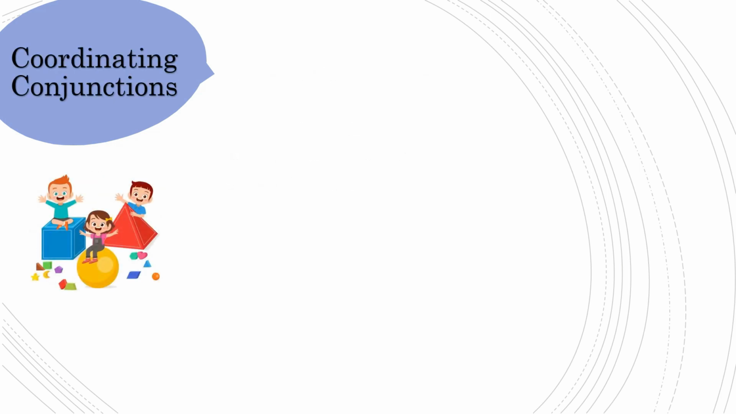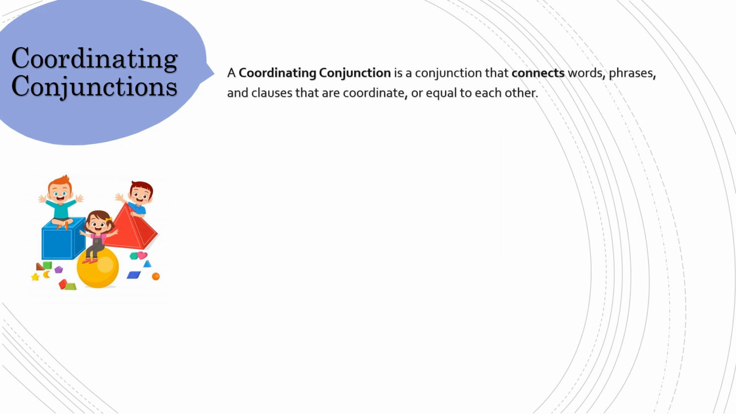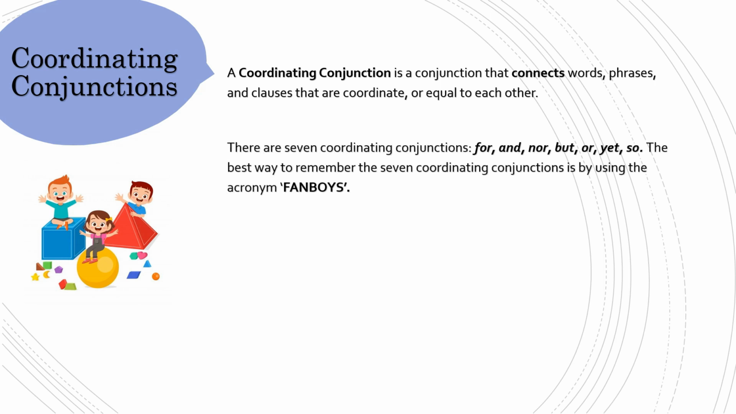Coordinating conjunctions. A coordinating conjunction is a conjunction that connects words, phrases, and clauses that are coordinate or equal to each other. There are 7 coordinating conjunctions: for, and, nor, but, or, yet, so. The best way to remember the 7 coordinating conjunctions is by using the acronym FANBOYS.